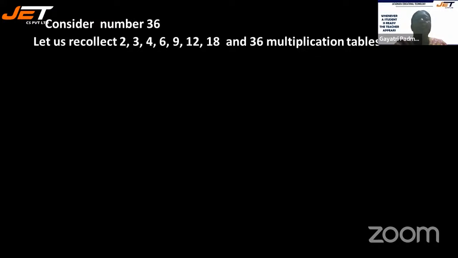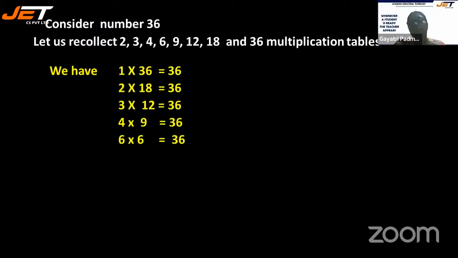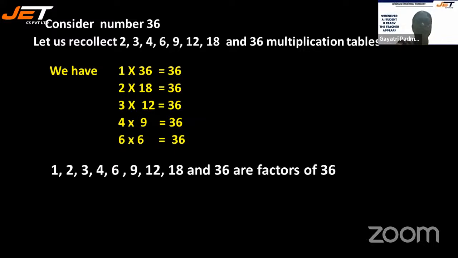All right, now here we are considering the number 36. The 2, 3, 4, 6, 9, 12, 18 and 36 multiplication tables. So now if we multiply 1 into 36, we are getting 36. 2 into 18, we are getting 36. 3 into 12, we are getting 36. 4 into 9, we are getting 36. 6 into 6, we are getting 36. Therefore, 1, 2, 3, 4, 6. 6 is repeated, so once if we take, that's enough. Then 9, 12, 18 and 36 are the factors of 36.